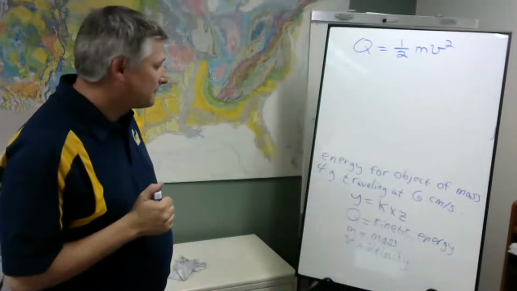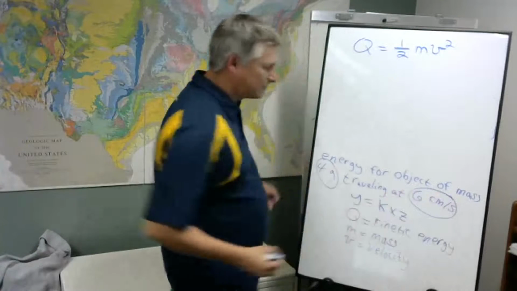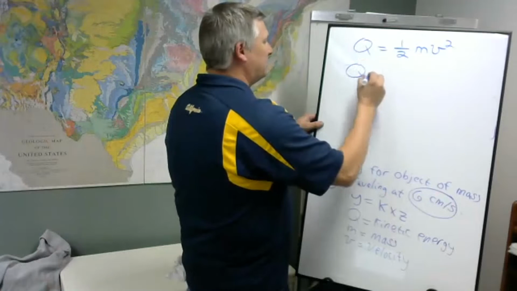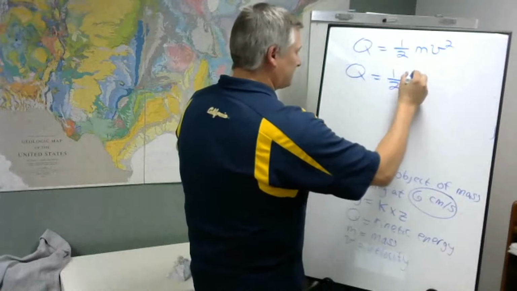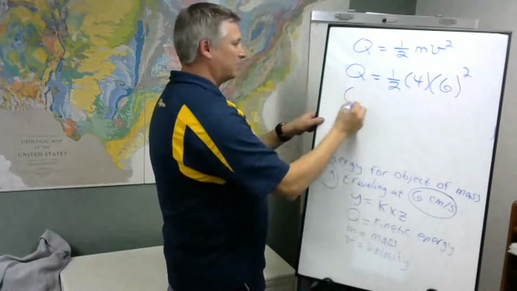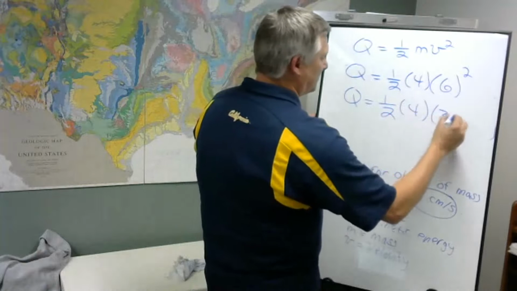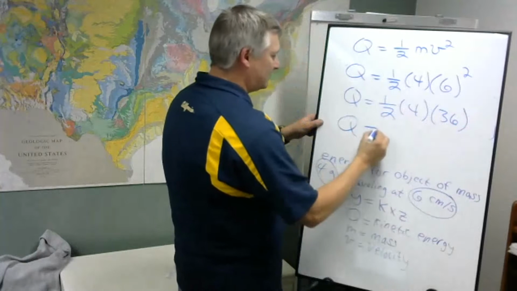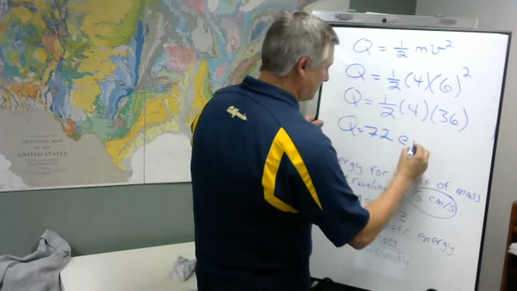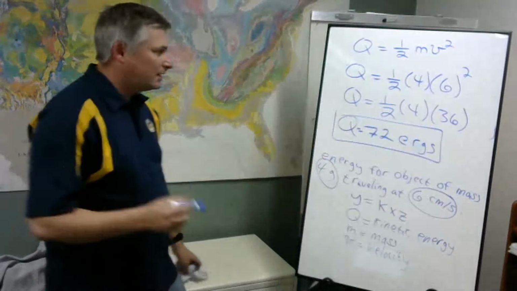So now to answer the question. Mass of 4 grams, velocity of 6 centimeters per second, what's going to be the kinetic energy? So Q is 1/2 times 4 times 6 squared, where Q is 1/2 times 4 times 36, and all this comes out to 72 ergs. And that's it.